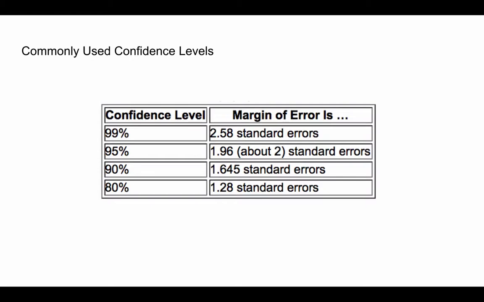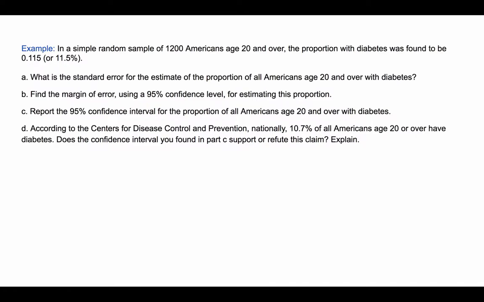Okay, so when I said we're going to use a table to find z star, this is the table that we use to find z star. I'll show you how to use that in this video. Okay, so here's our example. In a simple random sample of 1,200 Americans aged 20 and over, the proportion with diabetes was found to be 11.5%, or as a proportion, 0.115. We will do parts A through D here.